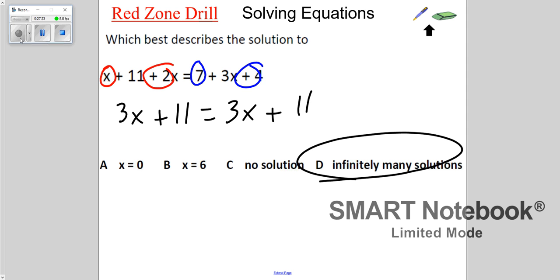All I did in this one was combine like terms on both sides. They both come out to 3x plus 11, so there are infinitely many solutions.